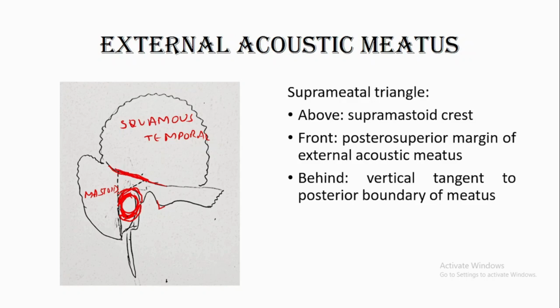In front it is formed by the posterior superior margin of the external acoustic meatus. This is the external acoustic meatus. This is the posterior and superior margin of the external acoustic meatus. And behind, this triangle is formed by a vertical tangent to the posterior boundary of the meatus. So this is the posterior boundary of the meatus, and when we draw a vertical tangent from here to here, this portion is the posterior margin of the suprameatal triangle. So this area, a depression posterior and superior to the external acoustic meatus, is called the suprameatal triangle.